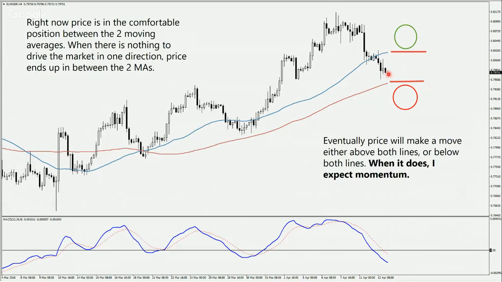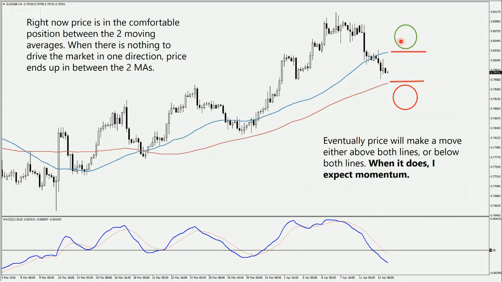On this example, right now, you can see that price is located right in between the two moving averages. It's in a comfortable position between the two moving averages. When there's nothing to drive the market in one direction, price is going to end up between those two moving averages. Eventually, price is going to make a move either above both lines or below both lines. And when it does, I expect momentum.